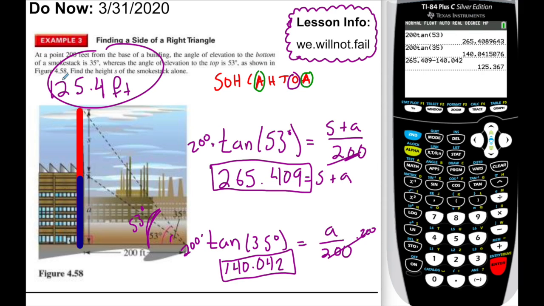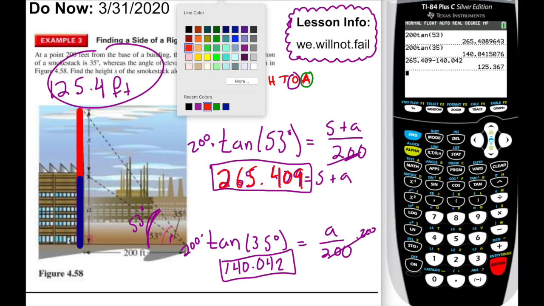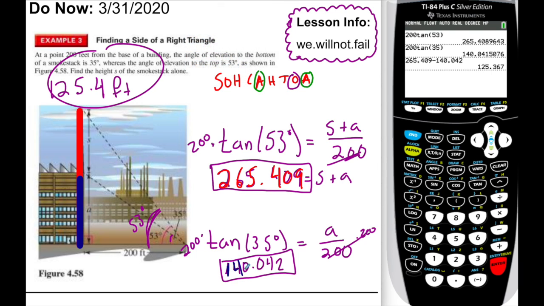So this is just a SOHCAHTOA problem where we set up a triangle and then we use just a little bit of intuition to figure out how to solve for the sides. Basically, if you look at this, using the colors we just used, the 265 was the whole thing, because remember, originally the red was the whole thing. And then 140.042 was just the navy blue thing. So I took the red, I subtracted out the navy blue, and what I'm left with is the remaining height of the smokestack.